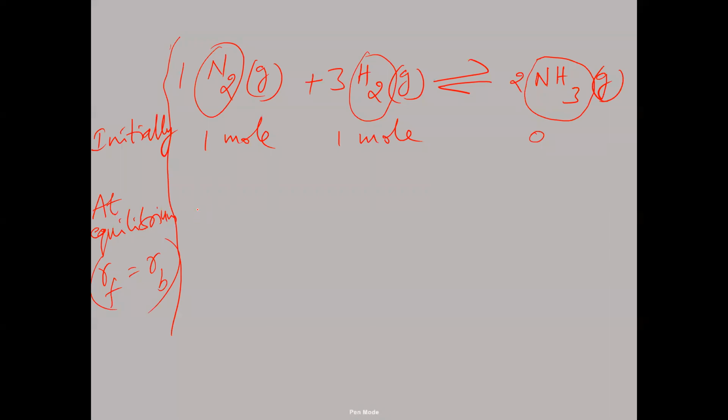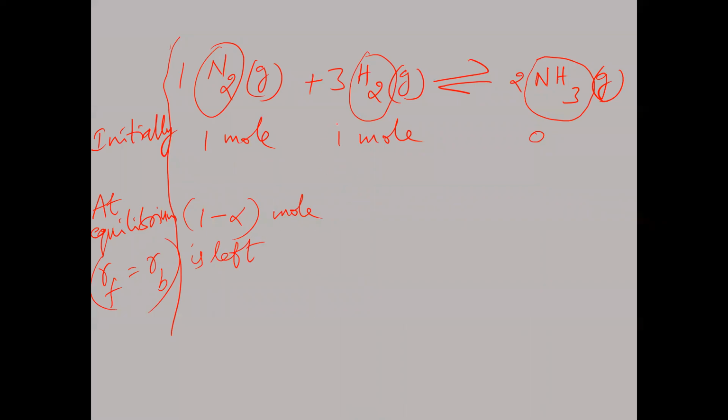Then at equilibrium, from 1 mole of nitrogen given, how much will be dissociated? 1 into alpha. So 1 minus alpha moles will be left over. How much nitrogen is left at equilibrium? 1 minus alpha moles of nitrogen gas is left.